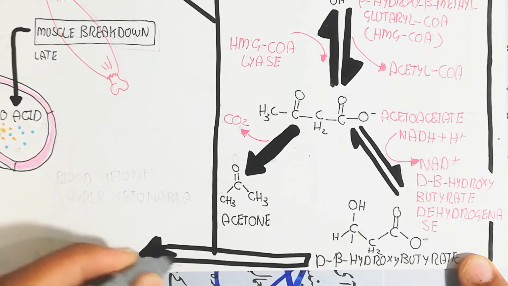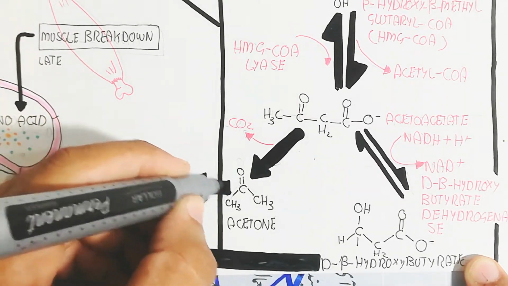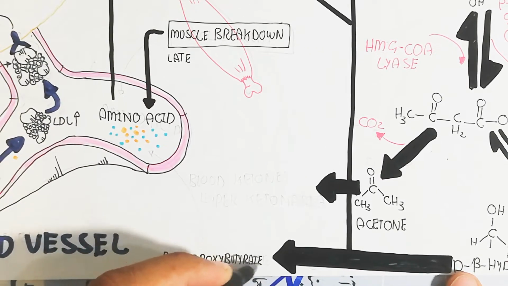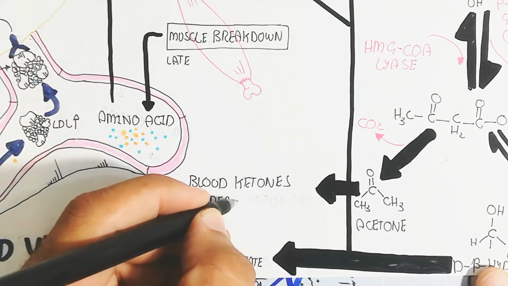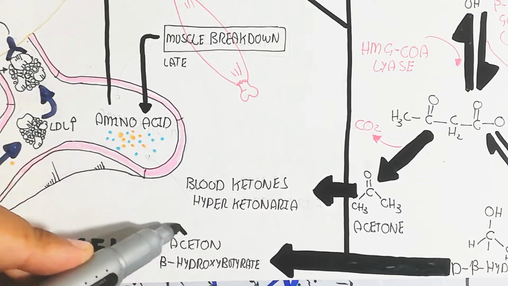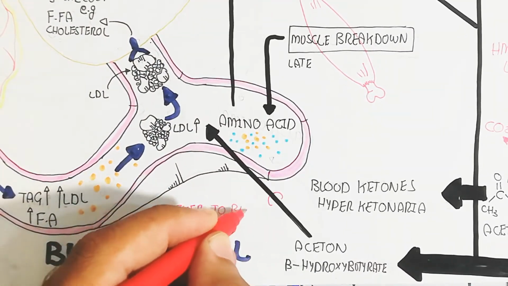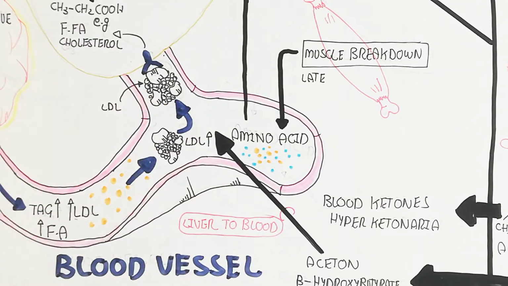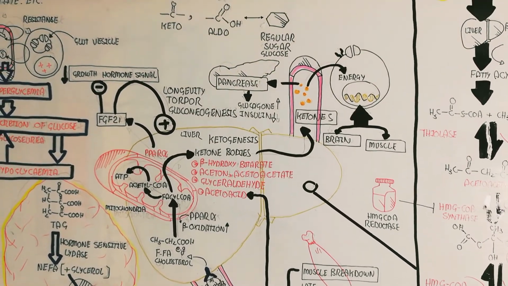These are the ketone bodies, and the major ones are beta hydroxybutyrate as well as acetone, which will enter into the blood, and when blood ketones rise, these ketone bodies will lead to ketoacidosis. You can watch my video to understand more about ketoacidosis. You can search in the YouTube search bar. So this ketone will enter from the liver into the blood and lead to ketoacidosis or hyperketonuria.